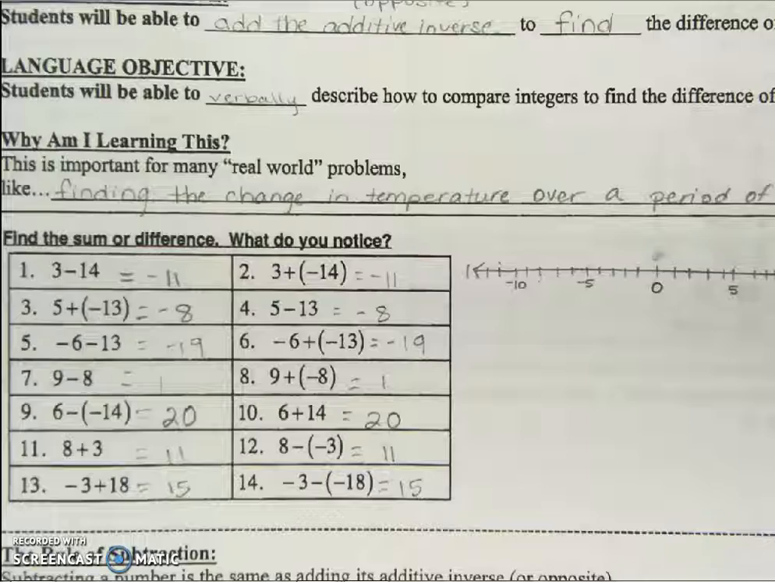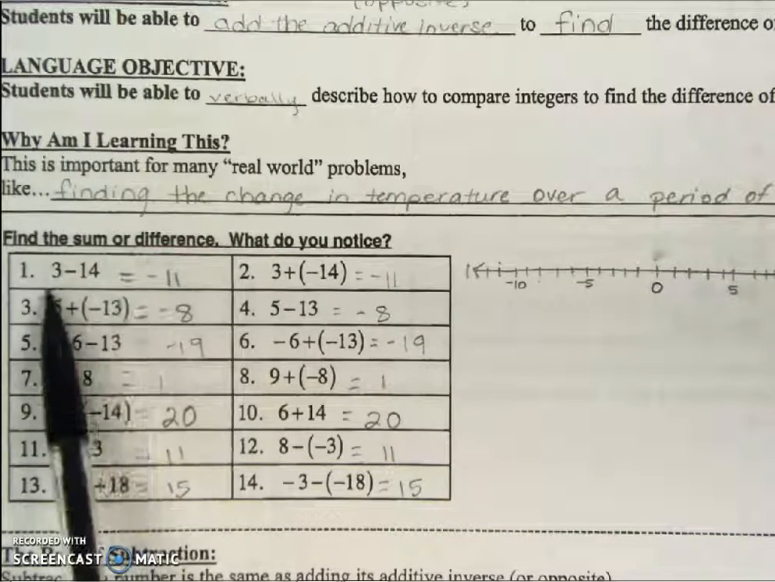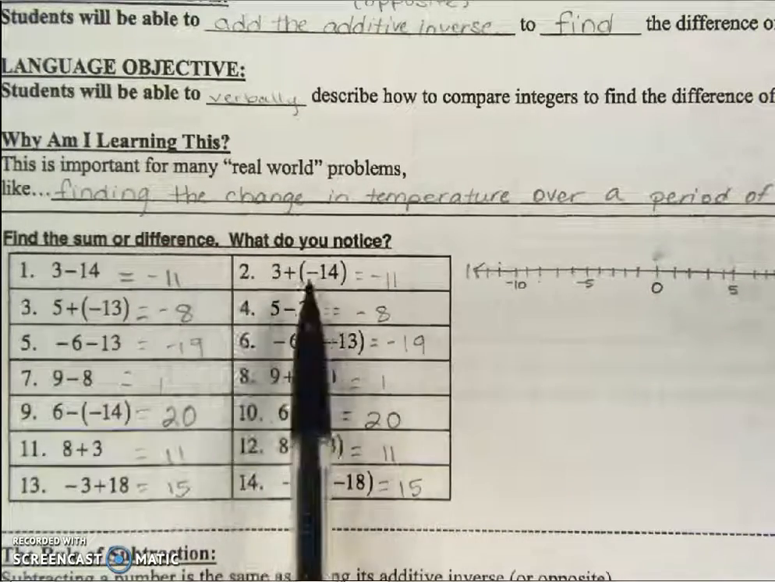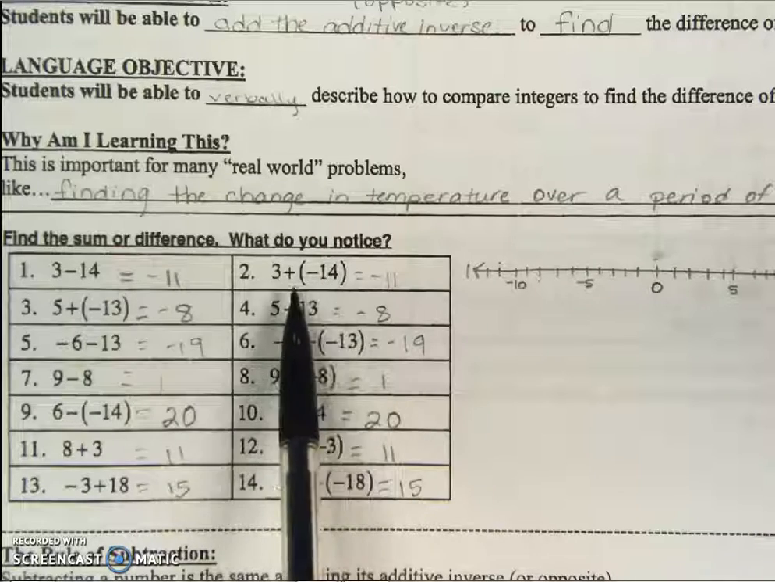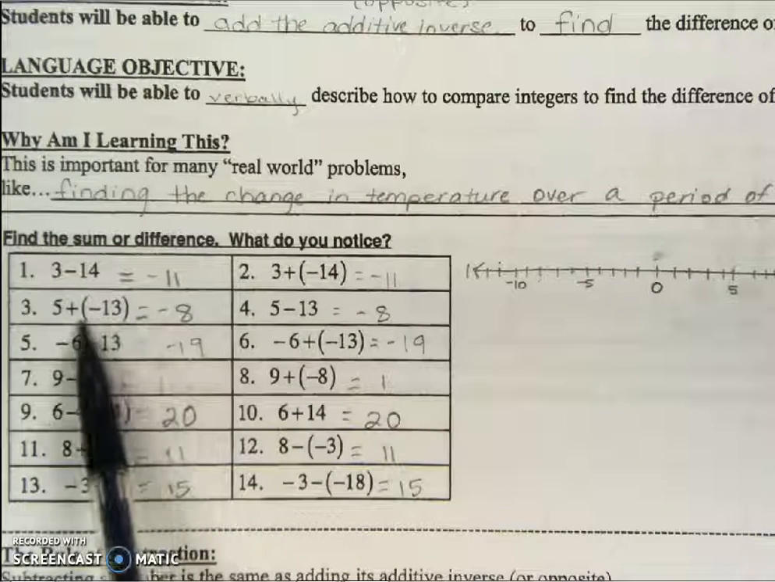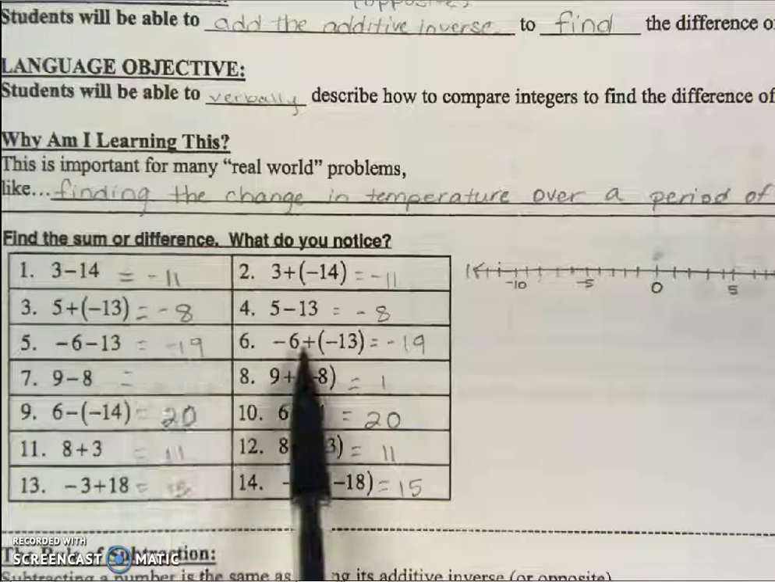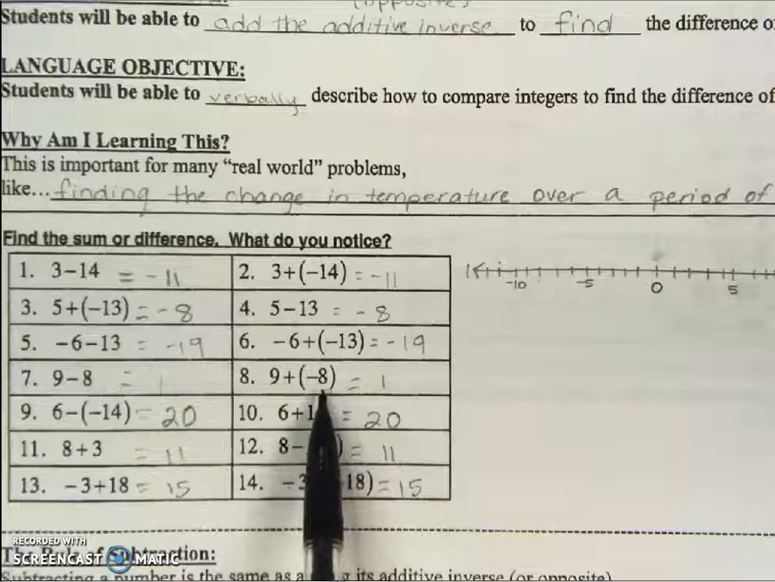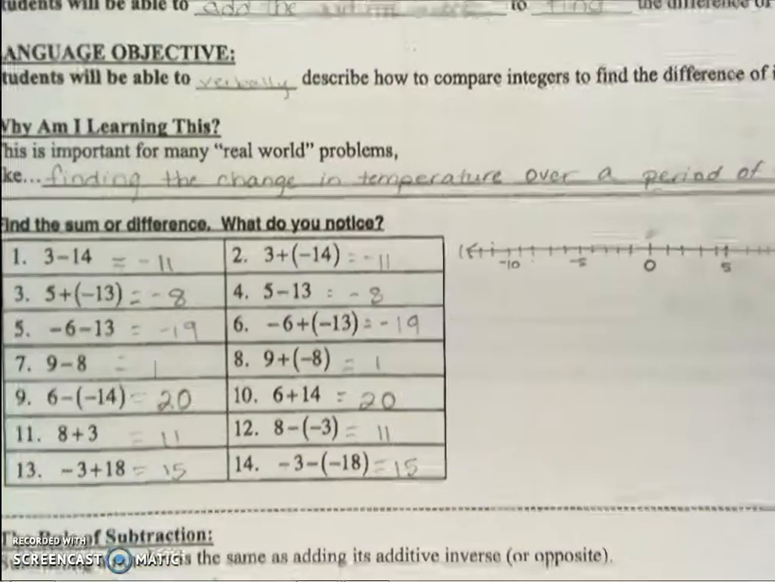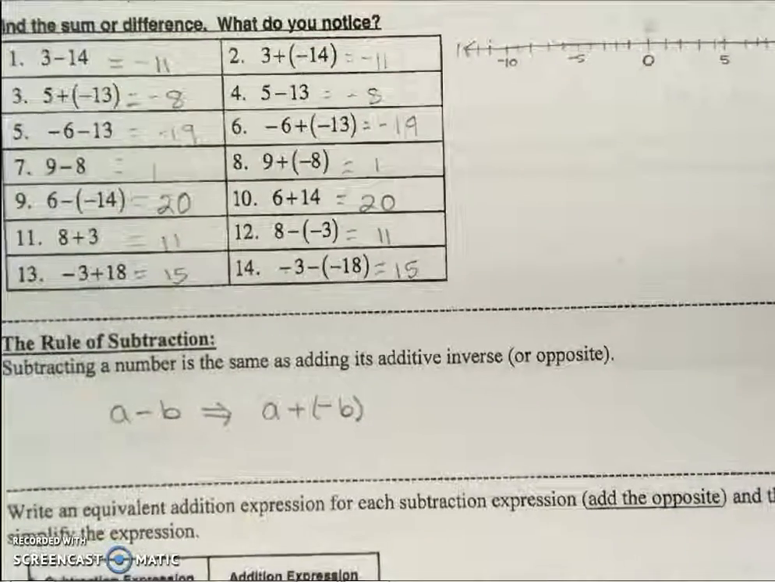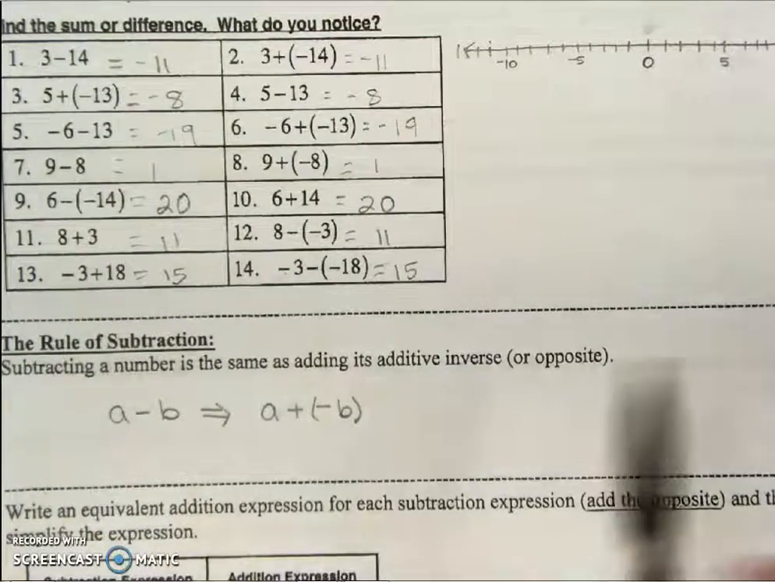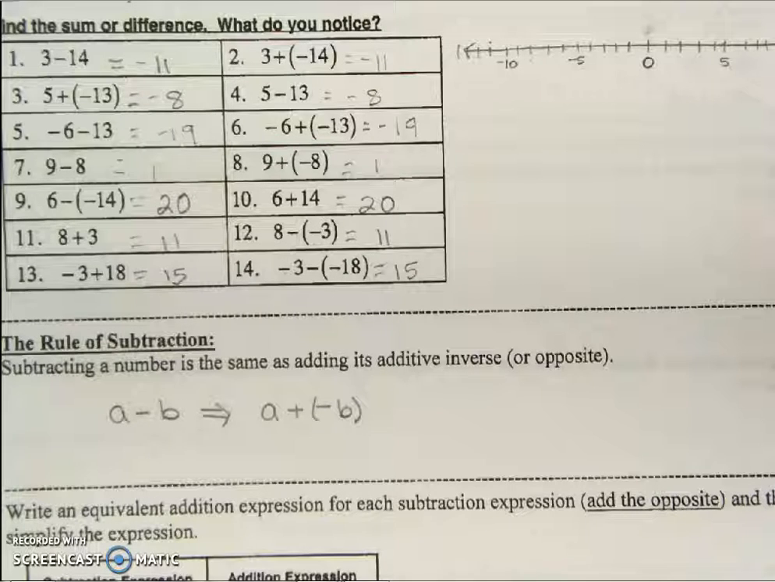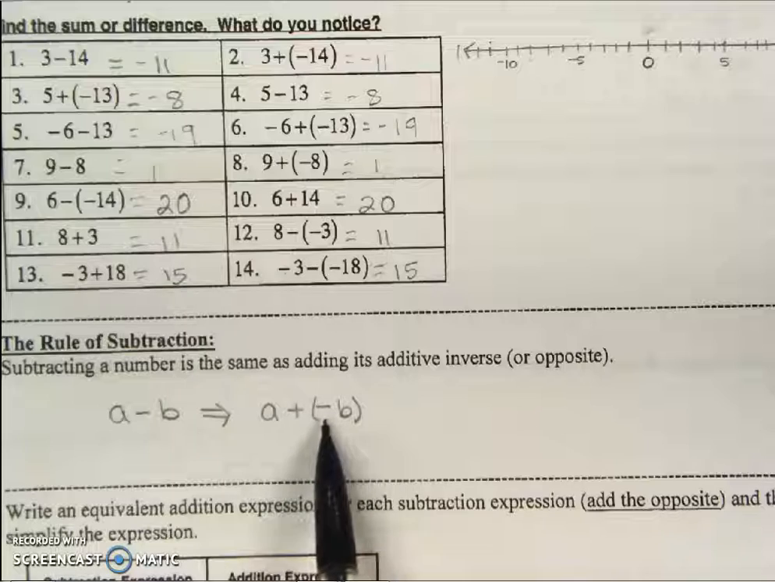So hopefully you're noticing with all of these, when we were subtracting or adding a negative, it came out to be the same answer. Subtracting is adding a negative. It's all the same thing. So that is an actual rule of subtraction. Subtracting a number is the same thing as adding its opposite, adding its additive inverse. So every time we see subtraction, we can rewrite it as adding a negative.